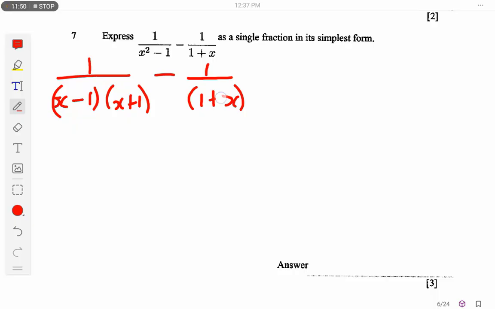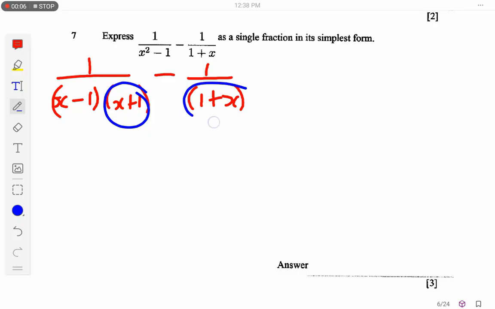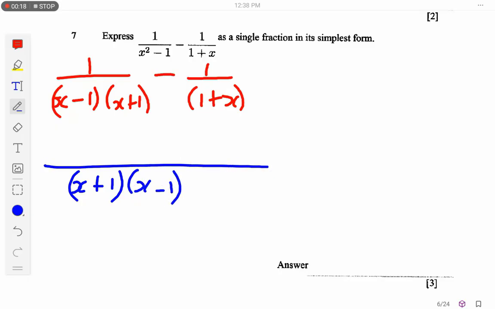Simplifying on this one, you find out that this x plus 1 is the same as this x plus 1 there. So I can now have a common denominator of x plus 1 and x minus 1, like that. Then I can divide this common denominator into this one, and what do I get? In this case it's going to be 1 minus, then for the second one it's going to be 1 by x minus 1, like that.